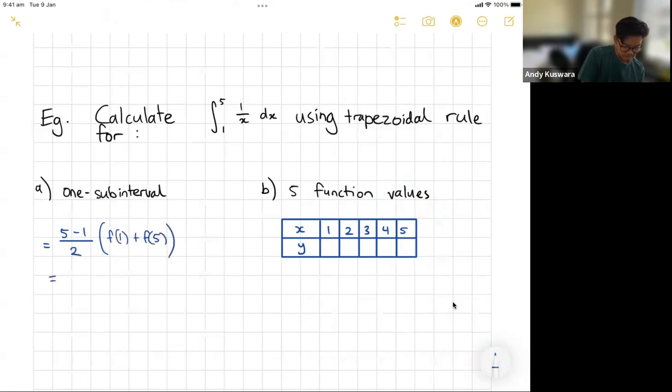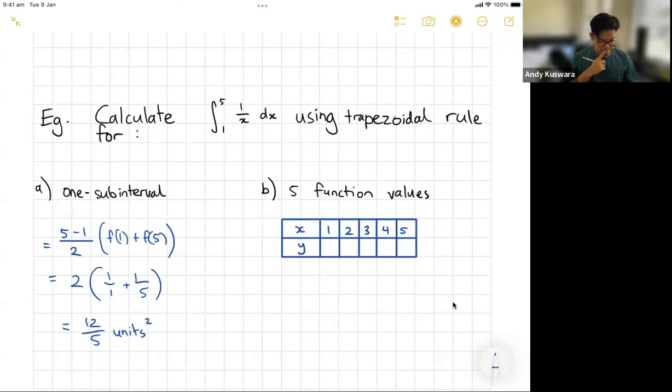Okay, so in this case, 5 minus 1 is 4, 4 on 2 is just 2. And then f of 1, if I substitute 1 in, is 1 over 1 plus 1 over 5. And that there should become my answer. 2 times that is going to be 12 on 5 units squared. Okay, I'm pretty sure that's it. Now, because I'm only using one trapezium, it's not going to be as accurate as if I break it down.